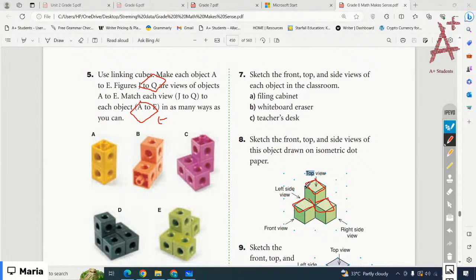From the left side, you're going to see an L shape. From the right side, you're going to see an L shape, and from the front view, you can also see the L shape, right?